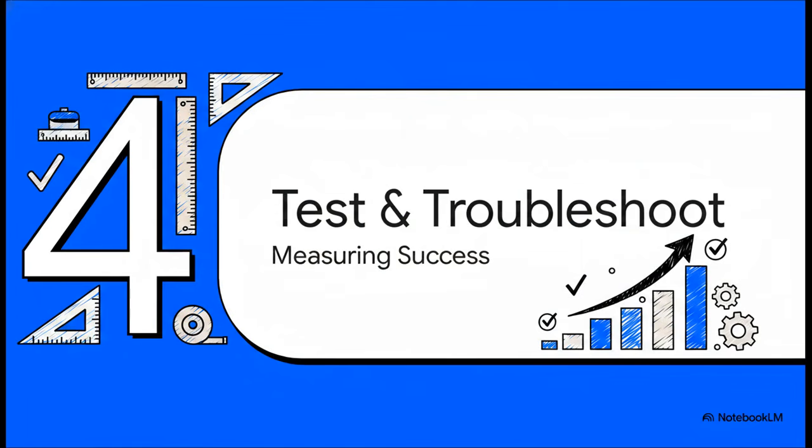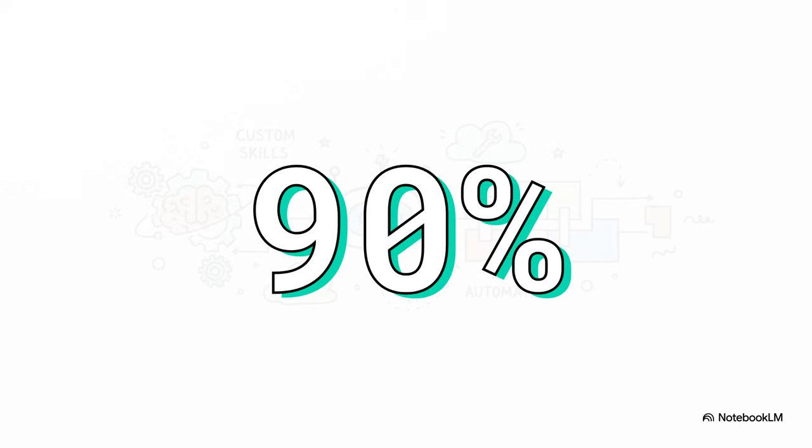Section 4. Testing and troubleshooting, or how we actually measure our success. So the crucial point is this. A highly functional skill should trigger automatically on about 90% of relevant user queries. When you're testing this out, you want to throw maybe 10 to 20 different paraphrased requests at Claude. If your skill isn't loading automatically 9 times out of 10, well, you need to go back in and add some more specific trigger keywords to your YAML front matter.